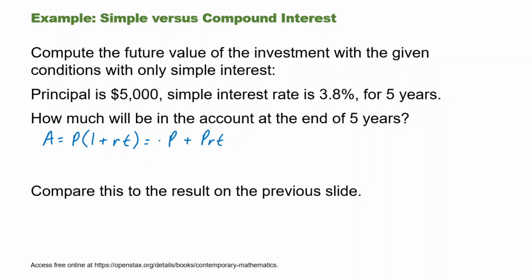I'll use the second formula. If we calculate that, principal is 5,000, so 5,000 plus 5,000 parentheses 0.038 close parentheses, open parentheses, 5 close parentheses. This is $5,950.